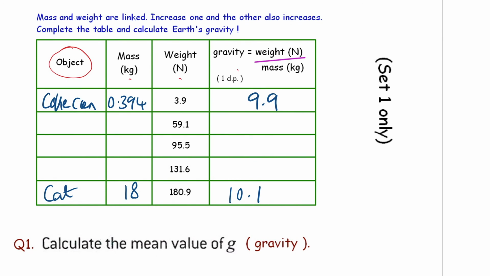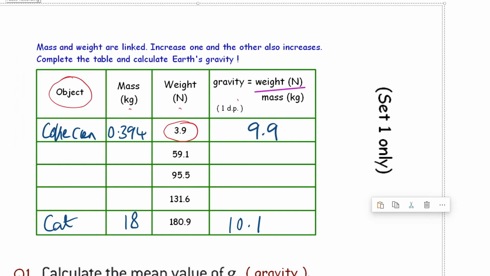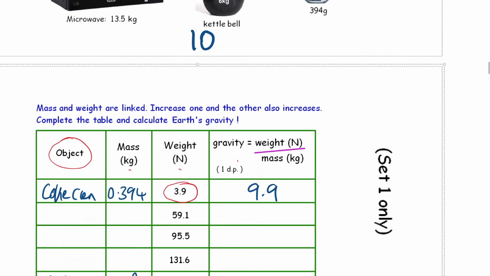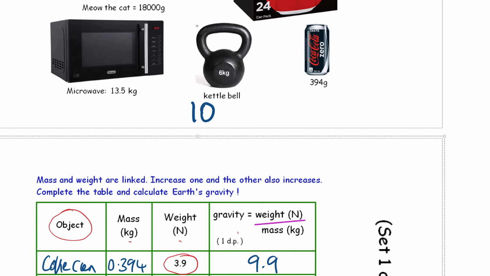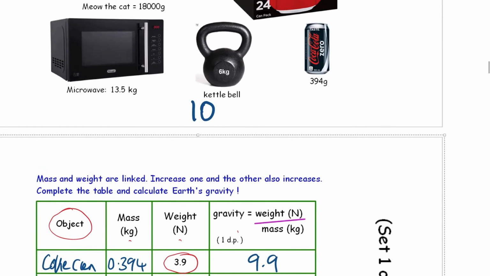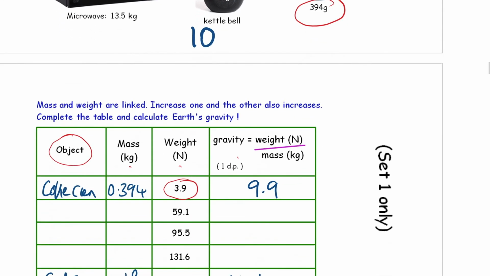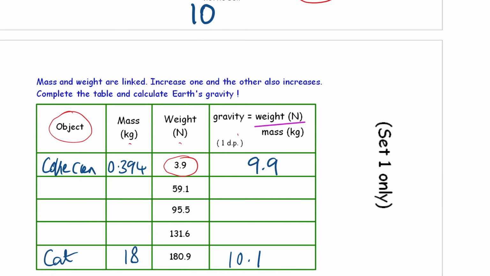table. I've done the Coke can, so the reason I know that row there is a Coke can is because the weight was down as 3.9 newtons. And I'm thinking, right, if it's 3.9 newtons, generally speaking, the mass is going to be weight divided by about 10. In fact, there's your Coke can, so 394 grams. And by dividing the weight of the Coke can by the mass of the Coke can, we've got 9.9.